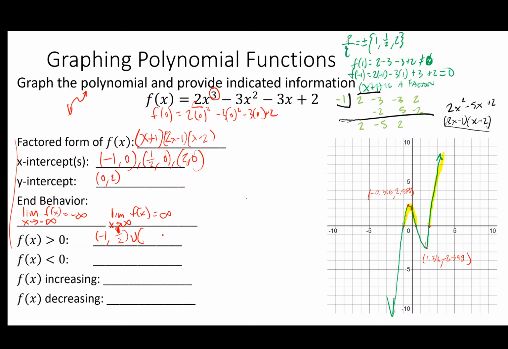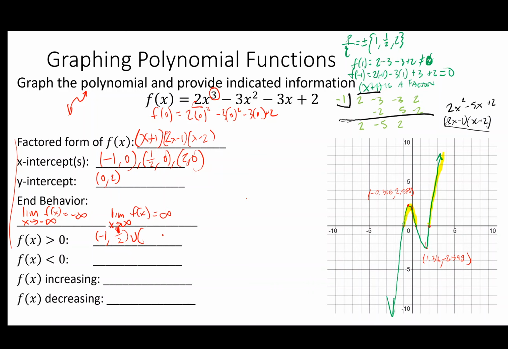f of x is less than 0 at the other spots. So that's everywhere from negative infinity to that first 0, negative 1. Then it goes back below the x-axis right there, so that's 1/2 to 2. So that's when f of x is less than 0.